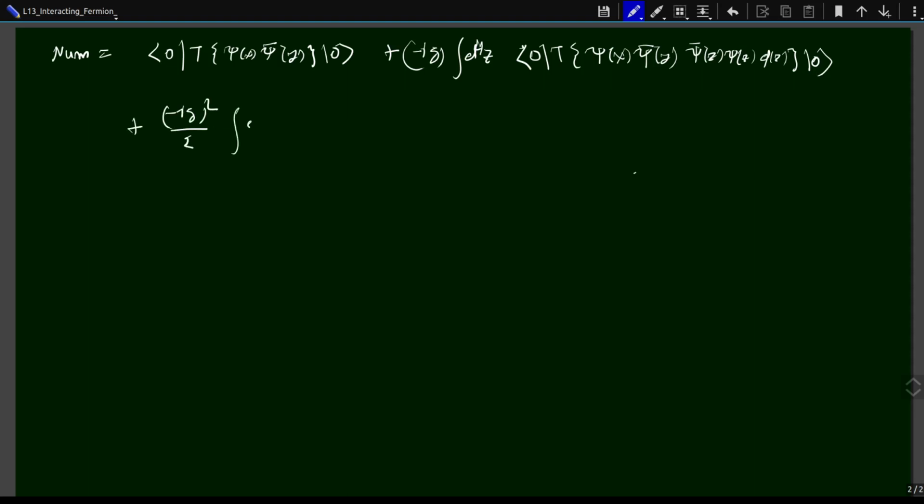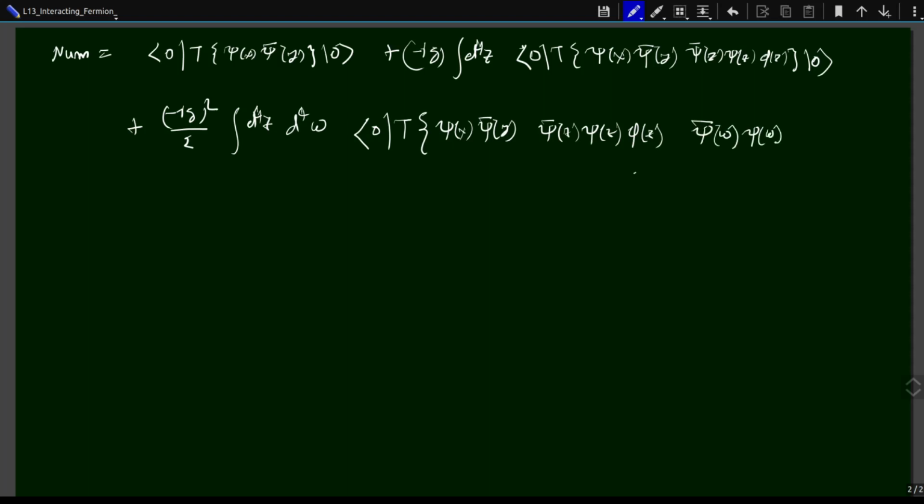which is equal to 2, d4z d4w, because of the two insertions of the Hamiltonian, then 0 the time ordered product of psi of x psi bar of y, and then comes psi bar of z psi of z phi of z multiplied by psi bar of w psi of w phi of w, curly bracket close, 0, plus so on. Okay, so I need to compute the vacuum expectation value of the time ordered product of this guy.